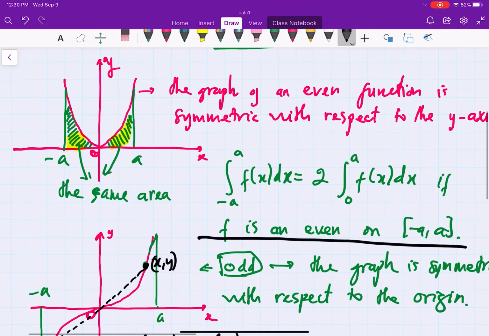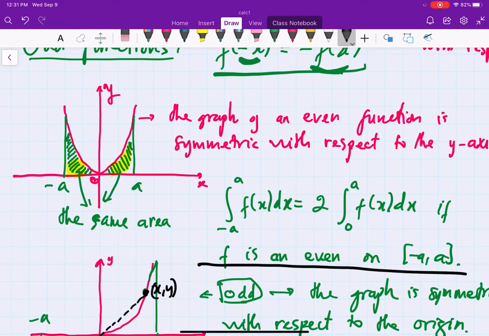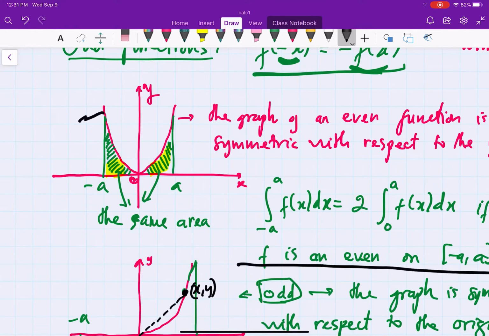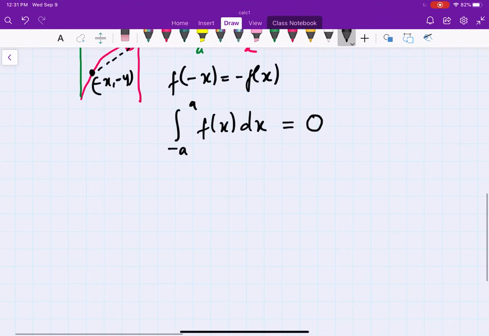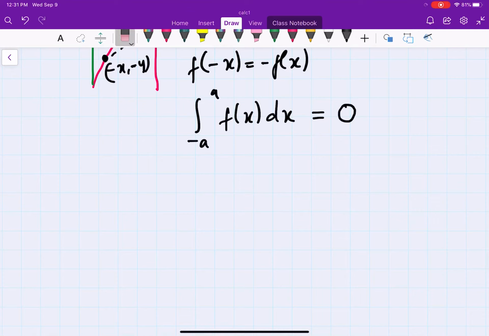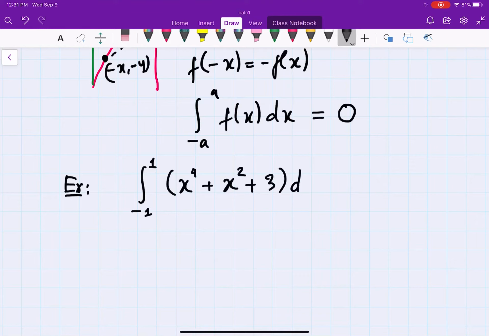But before we move to an example, let me give you typical examples: an even function is x squared, and an odd function is x cubed. Now let's consider the following integral. Let's evaluate the integral from -1 to 1 of x to the 4 plus x squared plus 3 dx.